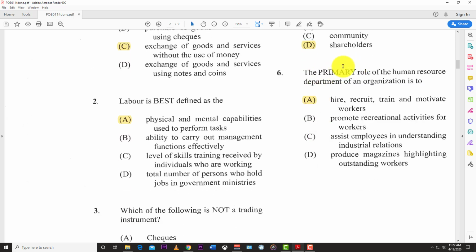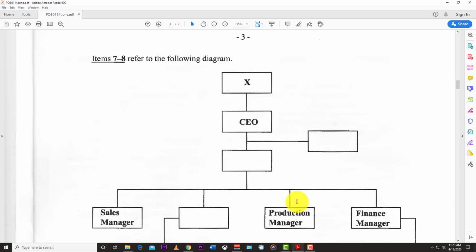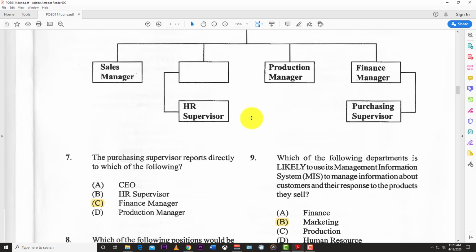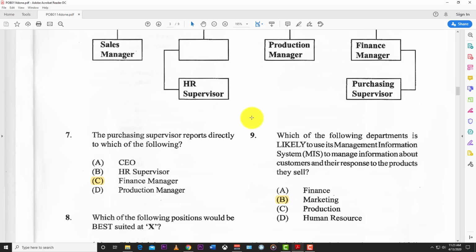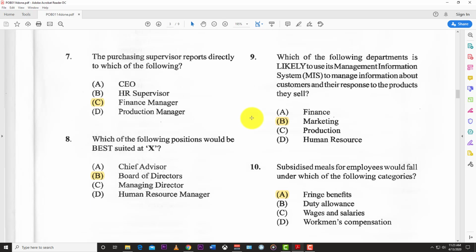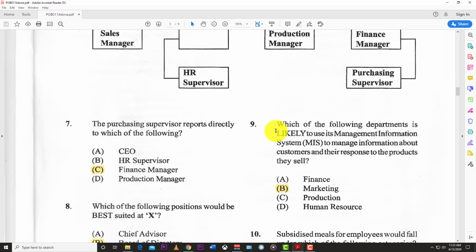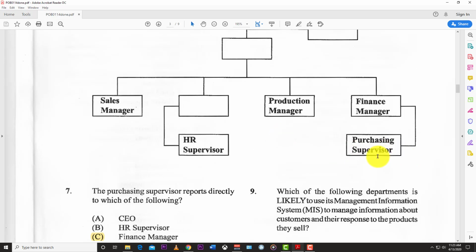Number 6, the primary role of the human resource department of an organization is to, and your HR is normally used to A, hire, recruit, train, motivate your workers. Number 7, items 7 and 8 refer to the following diagram. We've seen this diagram before, but this time they kind of put 2 in 1 here. So they said the purchasing supervisor reports directly to which of the following, and the best answer is C, the finance manager.